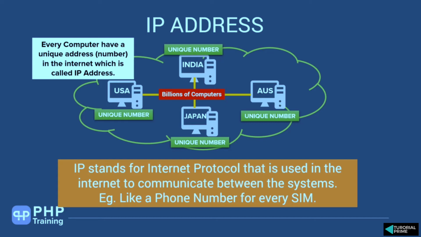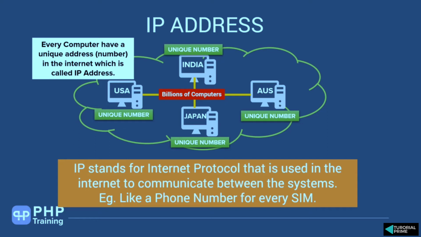An example could be a phone number for every SIM. How do you identify a unique phone in the whole world? You have a phone number. And how do you reach your friends? Like how do you make a call? You call via the phone number. Similarly, in the internet, if you want to reach a computer, you reach it via the unique address, that is nothing but the IP address. So that solves the challenge of identifying a computer in the internet by assigning each computer a unique address.